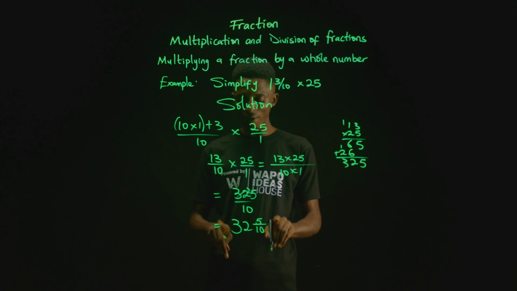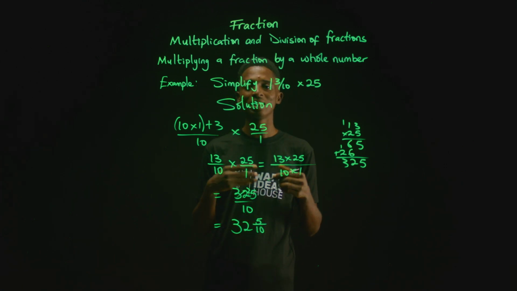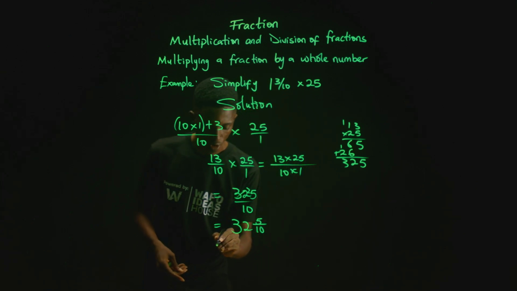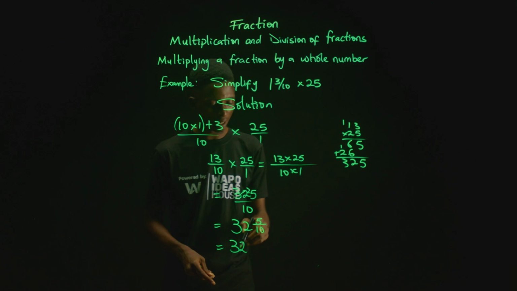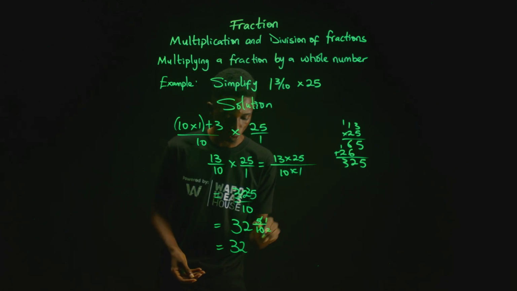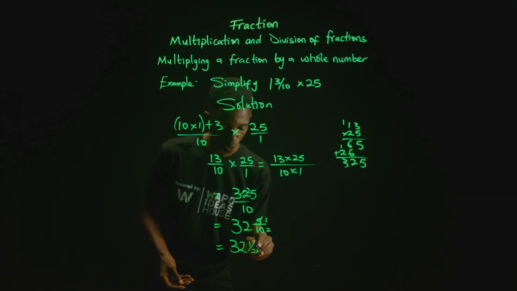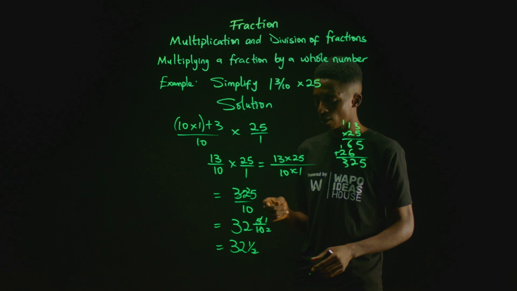Now remember, when you have a mixed fraction like this, you still have to simplify the fraction part until it is in its lowest term. So what we'll have here would be 32 whole number. 5 goes in 10, so 5 here 1, 5 here 2, giving us 1 over 2. So our final answer is 32 whole number 1 over 2.